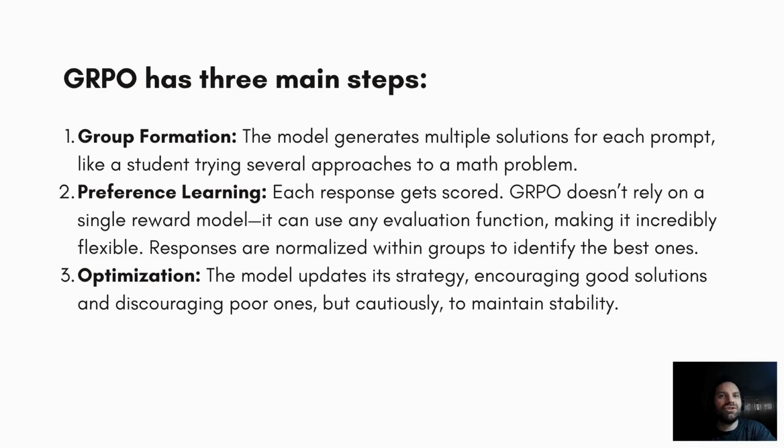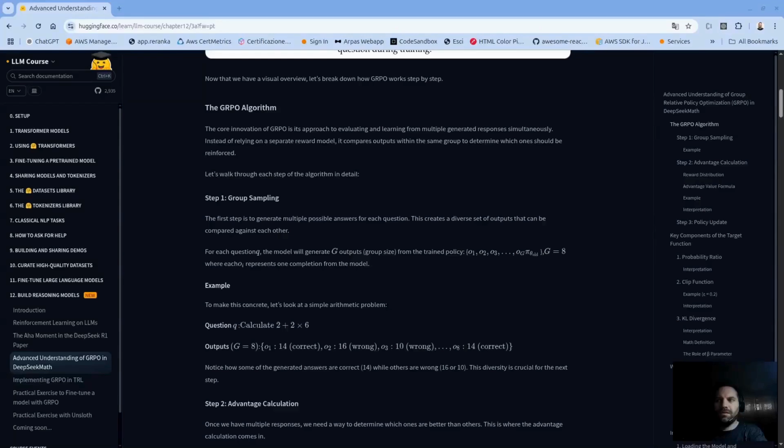So how does GRPO work? GRPO has three main steps. The first is group formation. The model generates multiple solutions for each prompt, like a student trying several approaches to a math problem. Then there is preference learning, where each response gets scored. And at the end, we have optimization. The model updates its strategy, encouraging good solutions and discouraging poor ones.